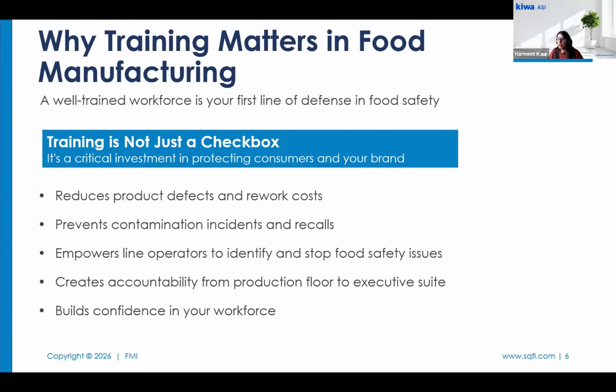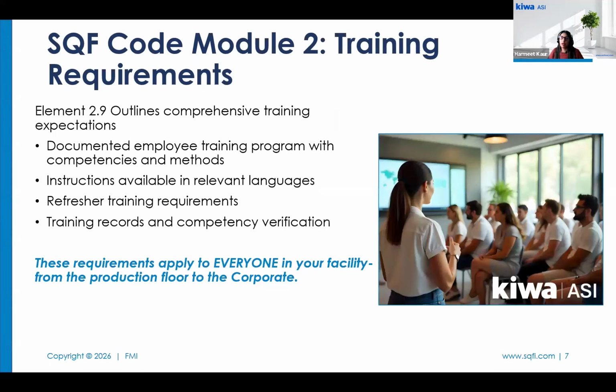It builds confidence in your workforce, and of course, when people know what they're doing and why it matters, they take ownership in terms of food safety. As you all know, SQF Module 2, element 2.9 outlines our comprehensive training expectations in the SQF code, which talks about a documented employee training program with the competency, methods, instructions available in relevant languages, refresher training requirements, training records, training and competency verification. So these requirements apply to everyone in your facility, from the production floor to the corporate.